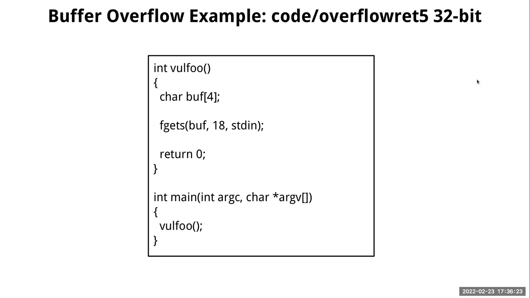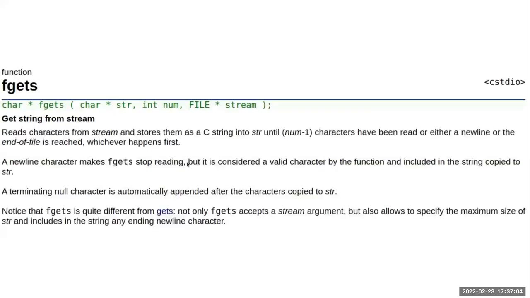Then there is a vulnerable function called fgets. Fgets is a little bit different from gets. With gets, you can input as many bytes as you want; it will copy as many bytes as possible until it finds a newline character, not a zero. Fgets is a little bit different. Fgets has an argument to tell it how many bytes it wants to copy. So in this case, I put 18 there, I copy from stdin to the buffer. Then after that, we return. So that is the vulnerable function.